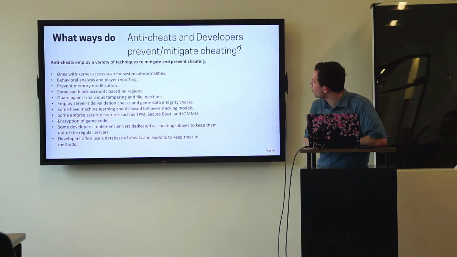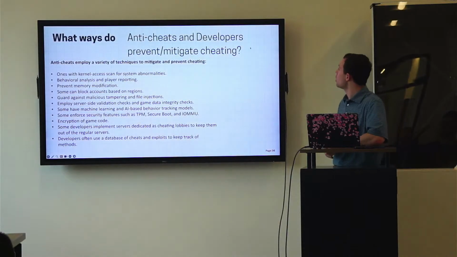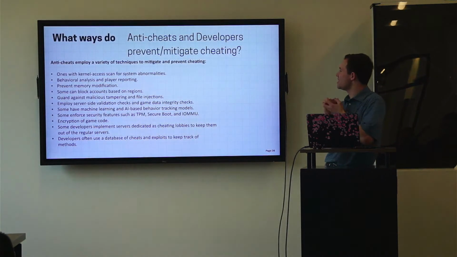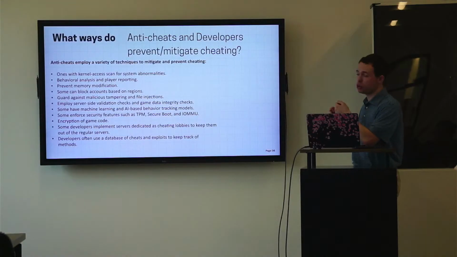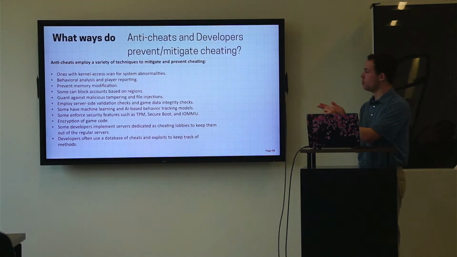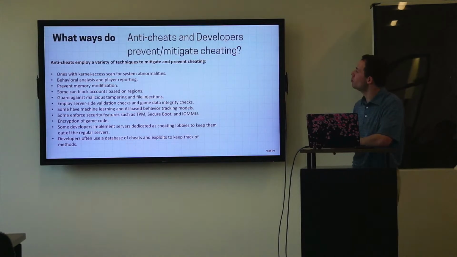Right. What ways do developers prevent or mitigate cheats? There's a variety of different techniques. Obviously, we have the kernel level stuff. Some of them employ behavioral analysis. They try to prevent memory modification in games. Some of them have region tracking, where they can block accounts based on the region if they have access to the fingerprints of your computer. Sometimes they can just tell what region you're in, regardless of whether you're using a VPN. They also try to guard against malicious file tampering and file injection.